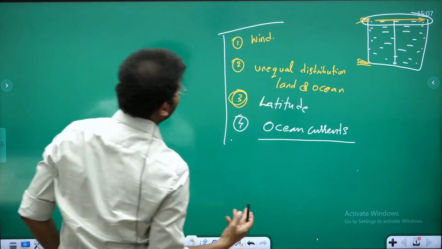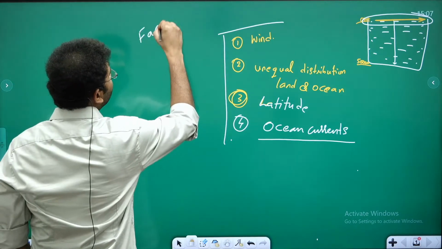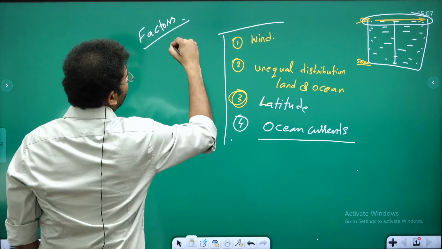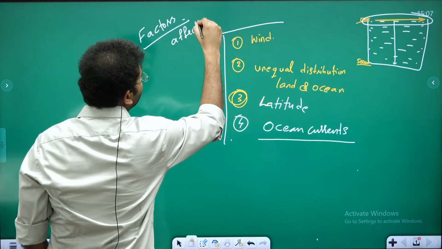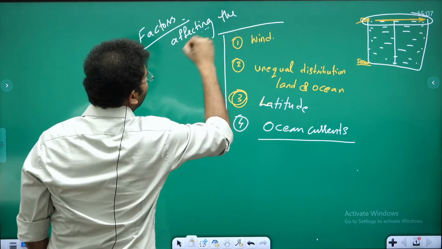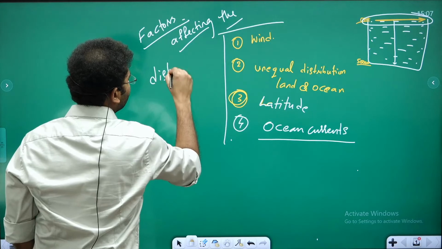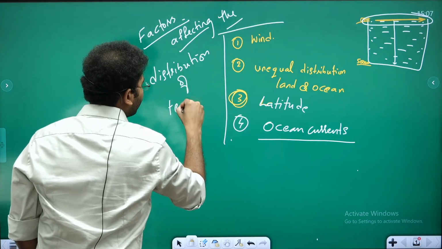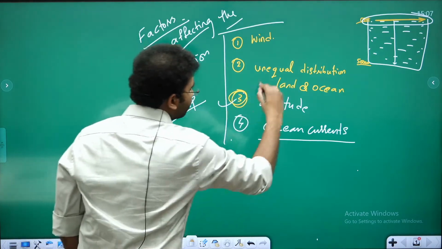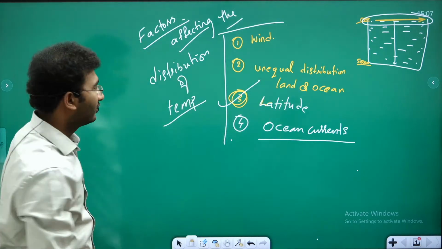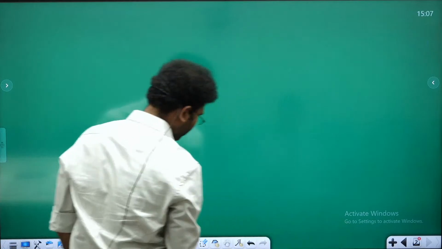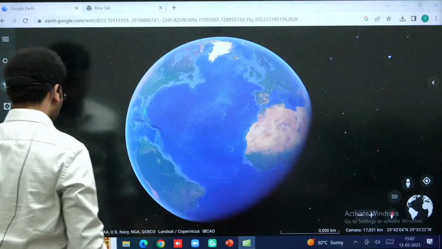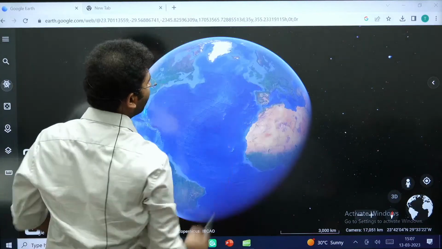So today's topic is factors affecting the distribution of temperature. In the last class, we discussed latitude, right? I told you, latitudinally, if you look broadly across the globe, you will find that the temperatures are not uniform.